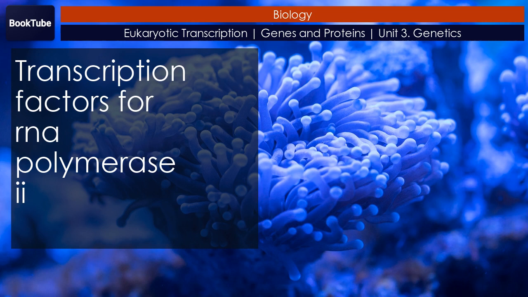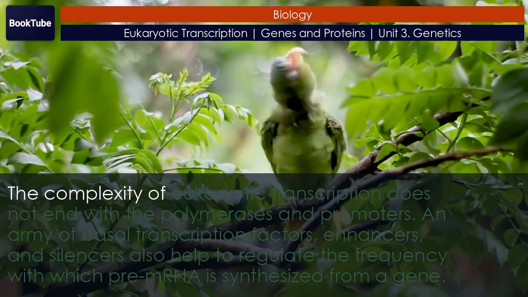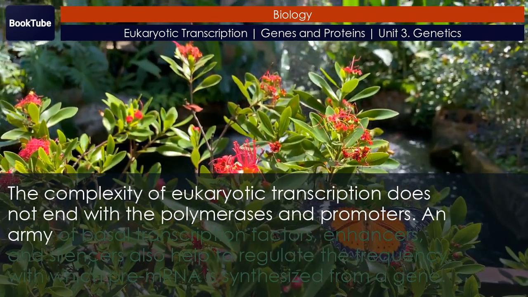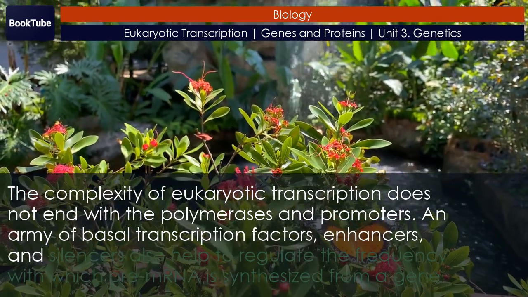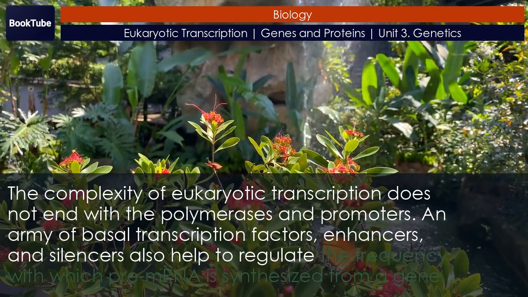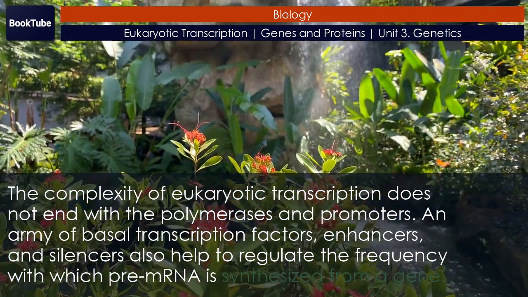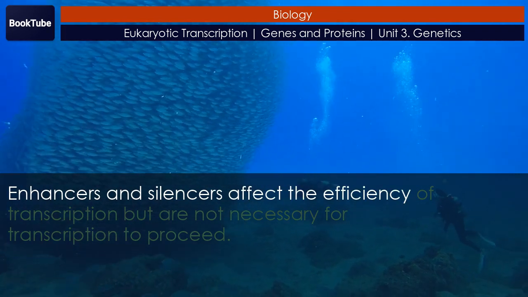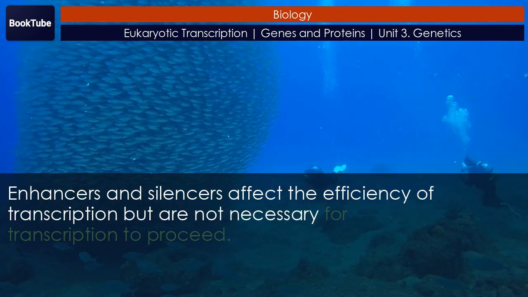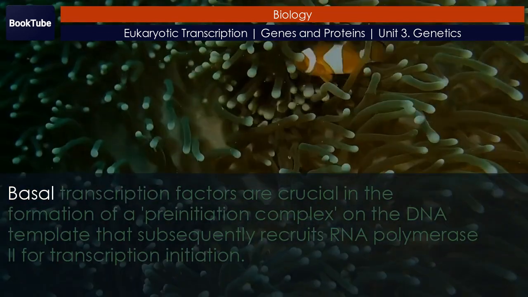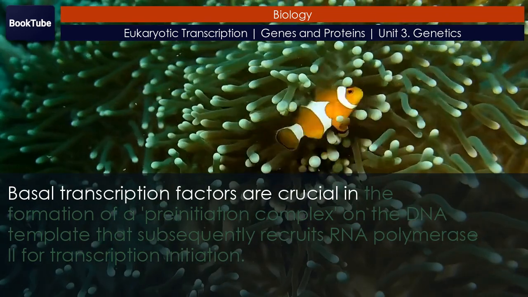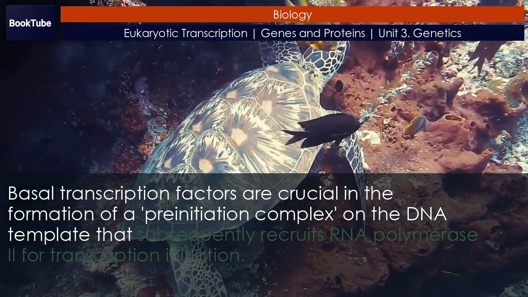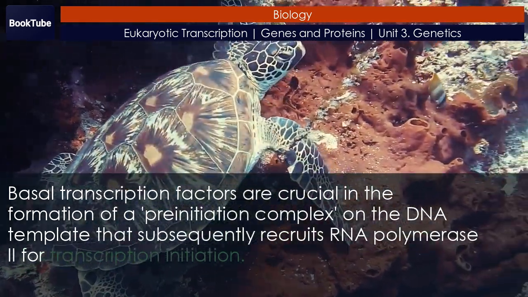Transcription factors for RNA polymerase II. The complexity of eukaryotic transcription does not end with the polymerases and promoters. An army of basal transcription factors, enhancers, and silencers also help to regulate the frequency with which pre-mRNA is synthesized from a gene. Enhancers and silencers affect the efficiency of transcription but are not necessary for transcription to proceed. Basal transcription factors are crucial in the formation of a pre-initiation complex on the DNA template that subsequently recruits RNA polymerase II for transcription initiation.